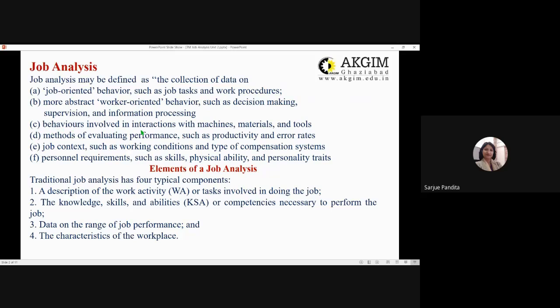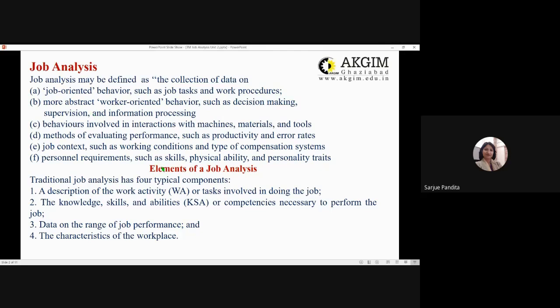It also involves behaviors involving interactions with machines, material, and tools, methods of evaluating performance such as productivity and error rates, job context such as working conditions and type of compensation systems, and personal requirements such as skills, physical ability, and personal traits. So, any job analysis should focus on work behaviors and tasks associated with them. If work behaviors are not observable, the job analysis should identify and analyze those aspects of the behaviors that can be observed and the work products.